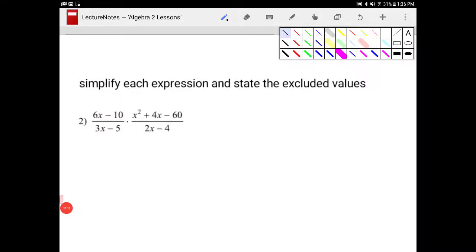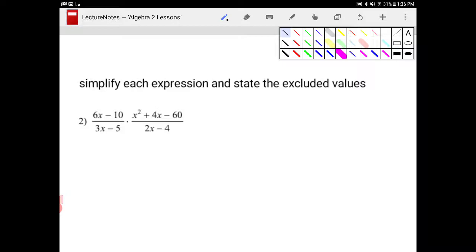Students, in this video I will be going through a couple exercises with you where I will be simplifying the product of rational expressions. So let's take a look. The instruction here says to simplify each expression and state the excluded values.